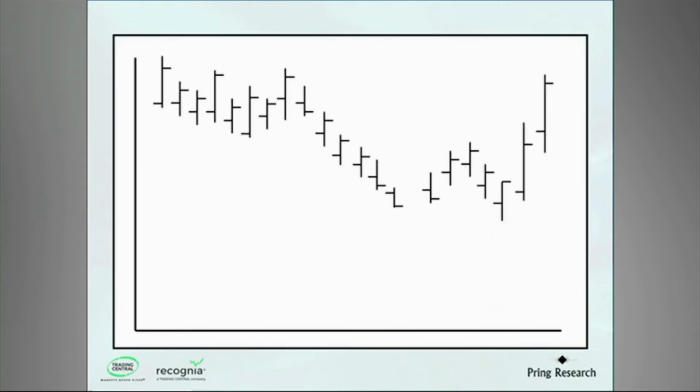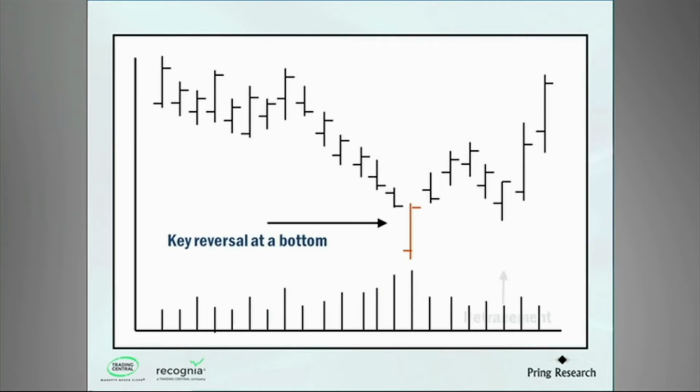This diagram represents a key reversal at a market bottom, a gap down opening, a very wide trading range, and a close that's close to the high, and it should be near to the close of the previous bar. Volume should also be pretty heavy, thereby indicating seller exhaustion through a selling climax. Finally, we might expect to see a retracement.